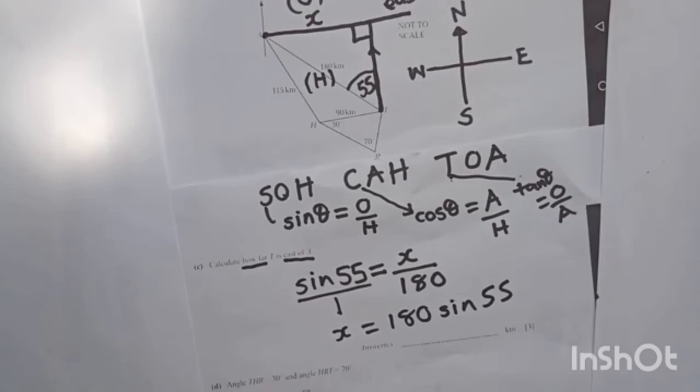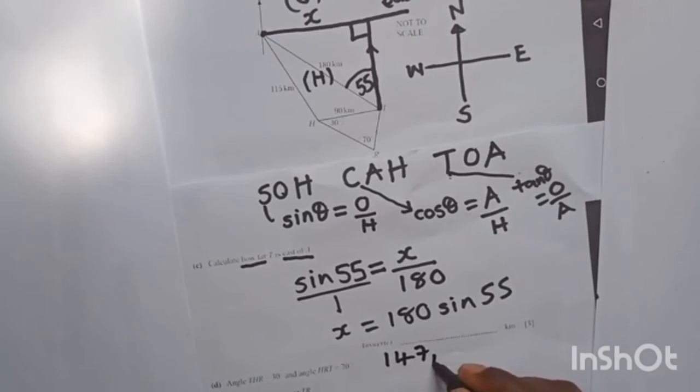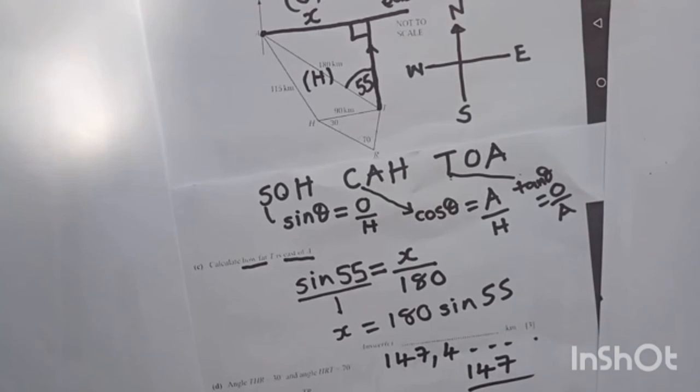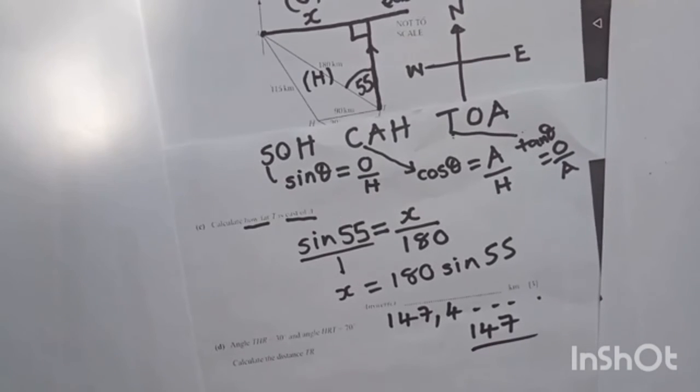180 sine 55, you get 147.4. To three significant figures, your final answer is 147 kilometers. Then you get your final marks. I hope you are enjoying class. Stay tuned as we move on to the last part of the question, which is part D.